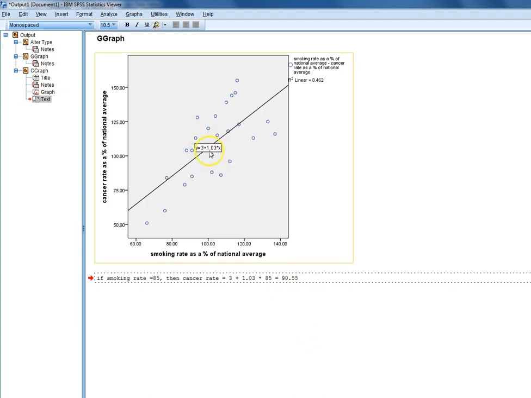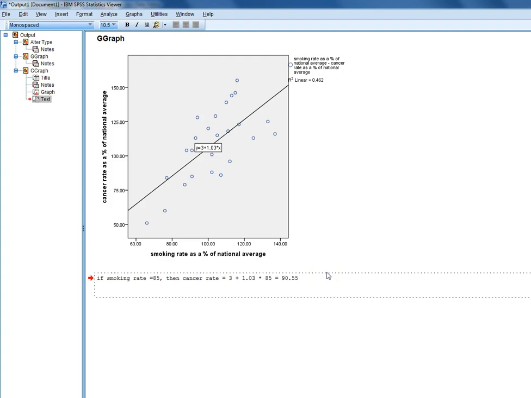Going back to this equation here, we can actually interpret what these values mean. So, we've said that cancer equals smoking times by 1.03 plus 3.